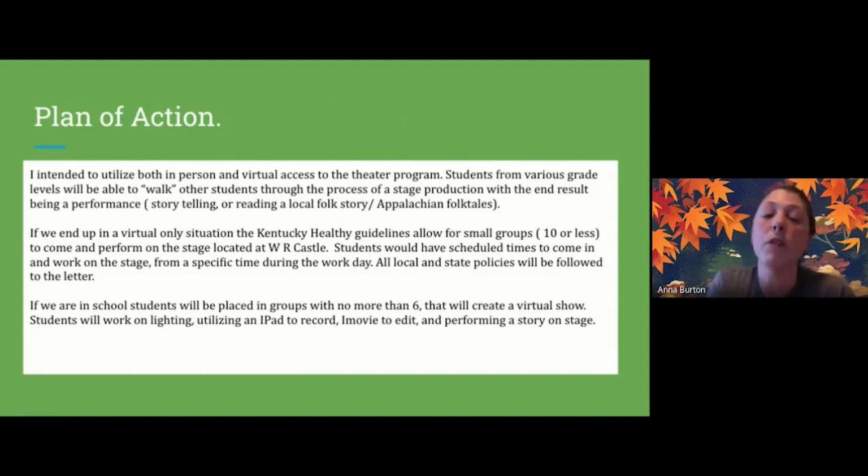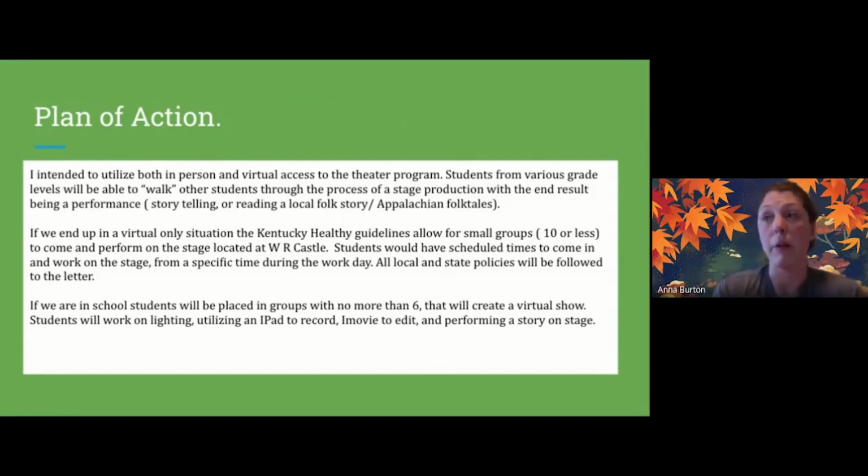If we end up in a virtual situation, again, we follow all the rules from the Kentucky Health Guidelines: small groups, 10 or less, which has changed now, I believe. They can come perform on the stage. We have virtual students and in-person students currently at WR, so our tables have to be 6 feet apart. We have roughly 15 or 16 kids in a class that come in.